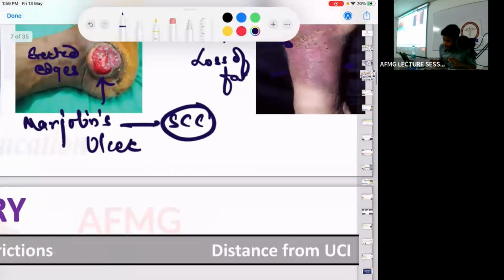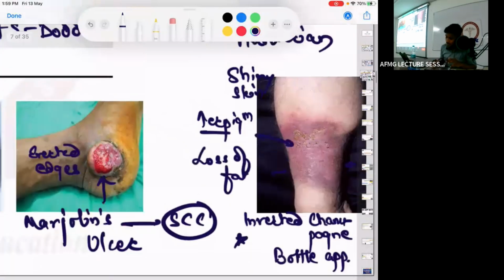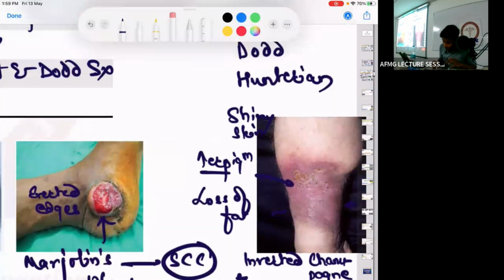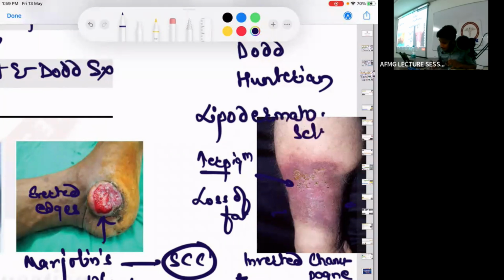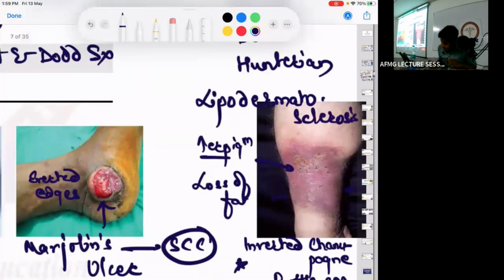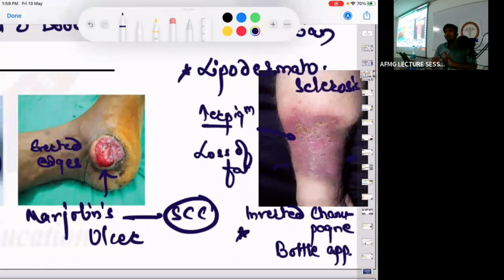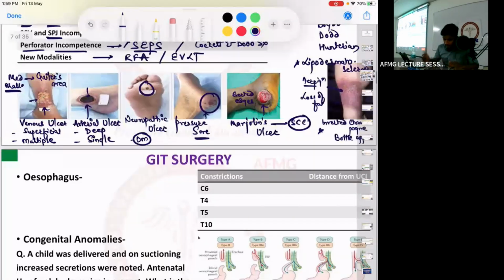So all of this will give which appearance? Inverted champagne bottle appearance. And inverted champagne bottle appearance is seen in which condition? Is it seen in varicose veins का complication है क्या? It is seen in lipodermatosclerosis. So inverted champagne bottle appearance is seen in lipodermatosclerosis. No issues with this. It is a complication of varicose veins.